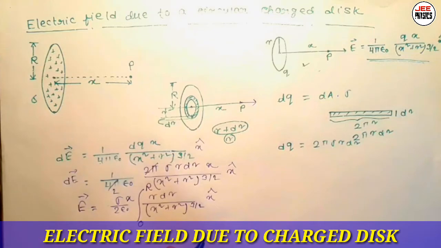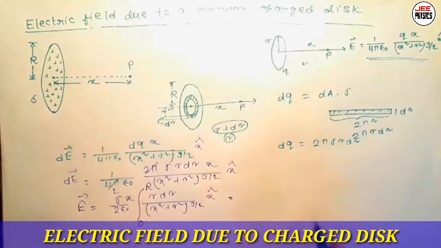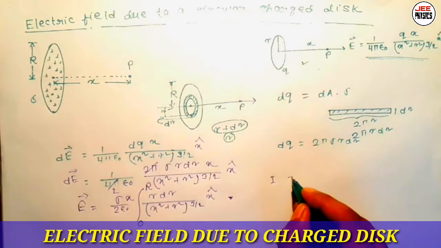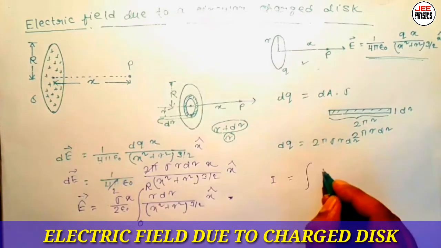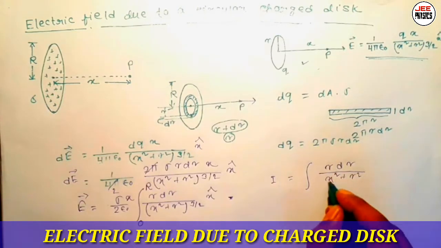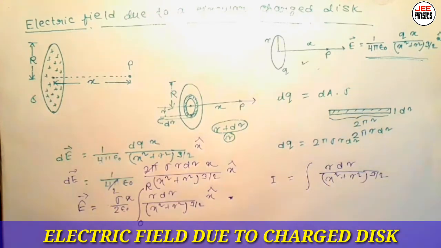Okay. Now let us make it simpler by calculating this integral part separately. So the integral part is I equal to integration r dr by x square plus r square whole to the power 3 by 2. Now let's see from the figure.